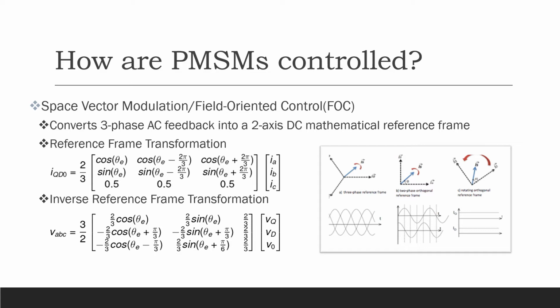Then the inverse reference frame transformation similarly will do the opposite, where you will pass in Q, D, zero axes values into the inverse reference frame transformation matrix given there, and then your result will be three-phase sinusoidal values as an output. I was going to say voltage, but realistically, this I and this V denote current and voltage, and these can be in current or voltage or vice versa. It doesn't matter. These are the reference frame transformations.